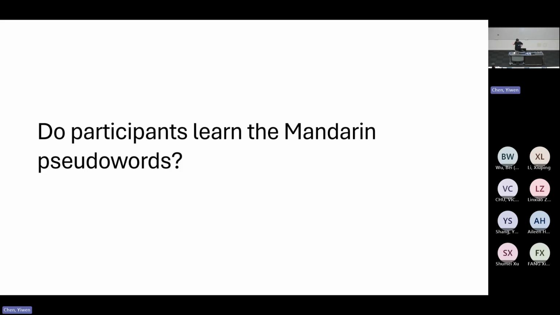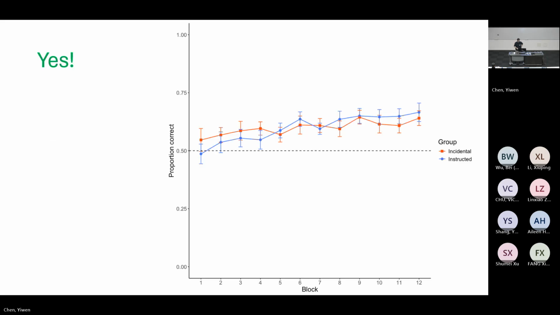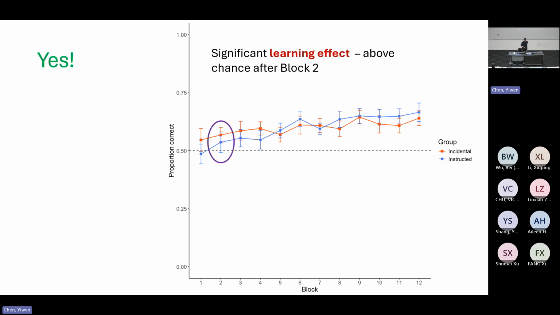So do participants learn the Mandarin pseudo words? The previous experiment showed us that they should. And yes, they do. Okay. In this case, it's not with these crazy objects, it's with real Chinese characters, and it works. And if you look at the lines, they're very, very similar. There's no significant difference here between the two groups, the incidental and the instructed condition. And again, they're above chance from block 2. So it's very, very fast to get these effects.